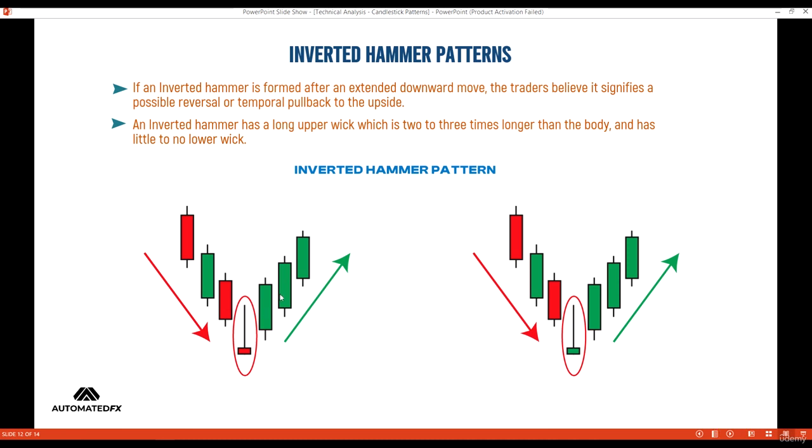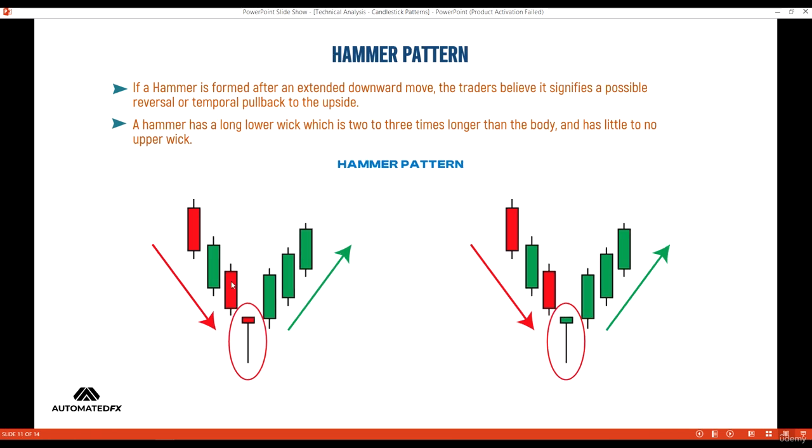Now for the inverted hammer, if an inverted hammer is formed after an extended downward move, the traders believe it signifies a possible reversal or pullback to the upside. An inverted hammer has a longer upper wick, which is 2 to 3 times longer than the body, and has little to no lower wicks. So this is an inverted hammer. Both the hammer and the inverted hammer are usually taken more seriously when they are found at the low of the market. That's after a downtrend.